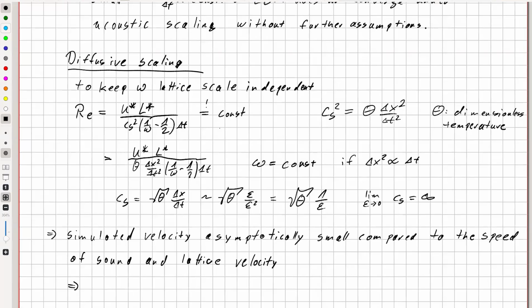So, of course, this means that the Mach number is no longer scale invariant, and if you want to do acoustics, this is not a good idea. They always say you have to die one death. So with acoustic scaling, you can simulate acoustics, but you have inconsistency. With diffusive scaling, you have consistency, but you cannot simulate acoustics.